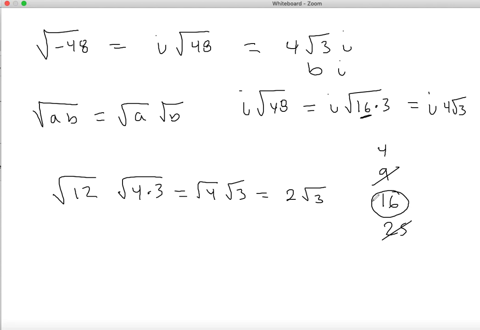But basically, if you hadn't found any of these numbers, like let's say we had the square root of 35, 4 doesn't go in, 9 doesn't go in, 16 doesn't go in, it doesn't simplify. It's a 5 times a 7. There's nothing that you can reduce out of there.